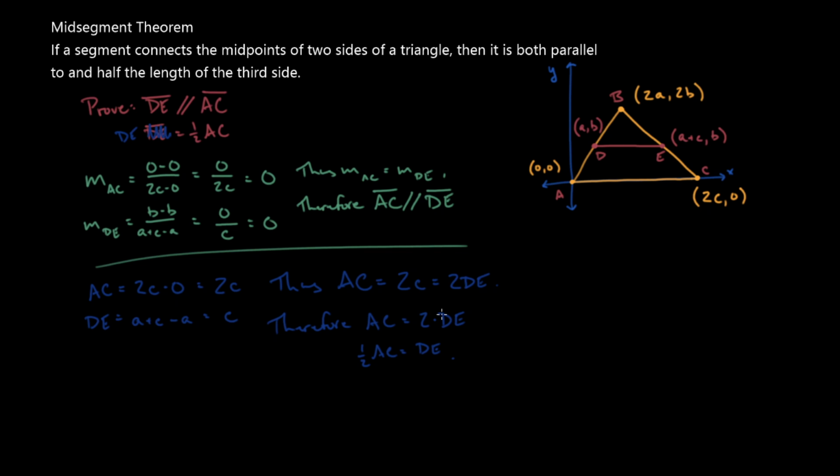It just says that if I have a mid-segment of a triangle, then it will be both parallel to and half the length of the opposite side.